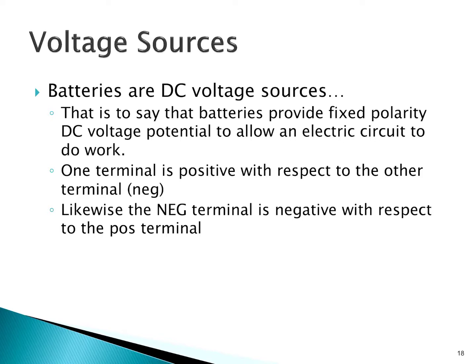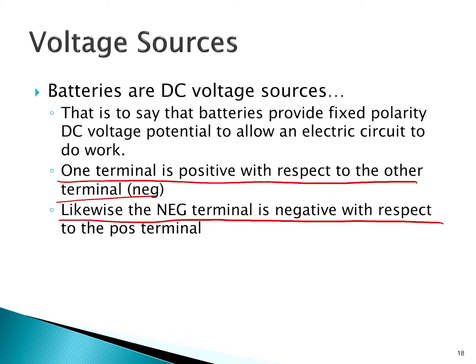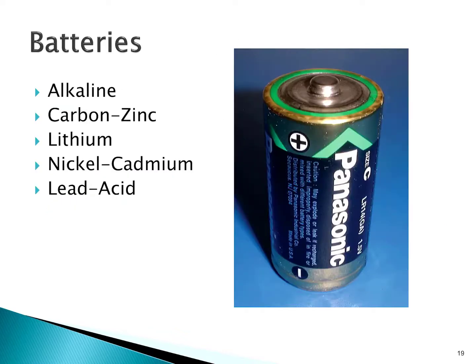Now, when it comes to a DC source of any type, one terminal is always positive with respect to the other terminal, and likewise, the one terminal is always negative with respect to the other terminal, which would be the positive. So we have this fixed polarity that, when connected to a circuit, will always cause a direct current, or a fixed direction for the current. And in our case, what direction would we consider that to be for our purposes of analysis? It would be from plus to minus, conventional current.